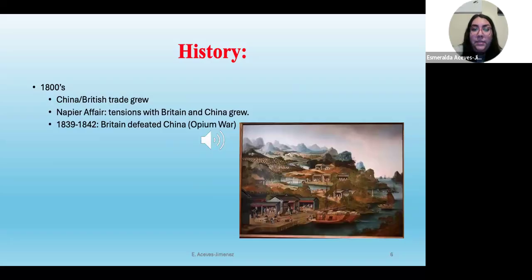In the 1800s, China and British trade grew, in what is known as the Napier Affair, after William Napier, a British official who came to China. This was primarily when tensions between Britain and China grew. Unfortunately, in 1839 through 1842, Britain defeated China in what we know as the Opium War.